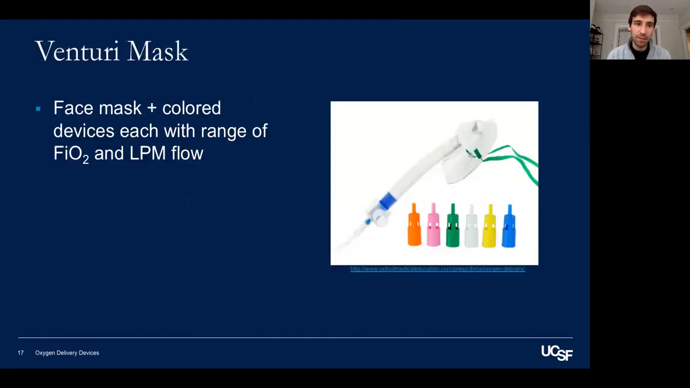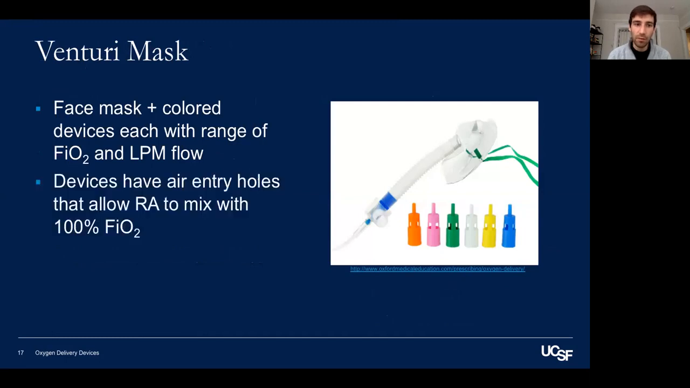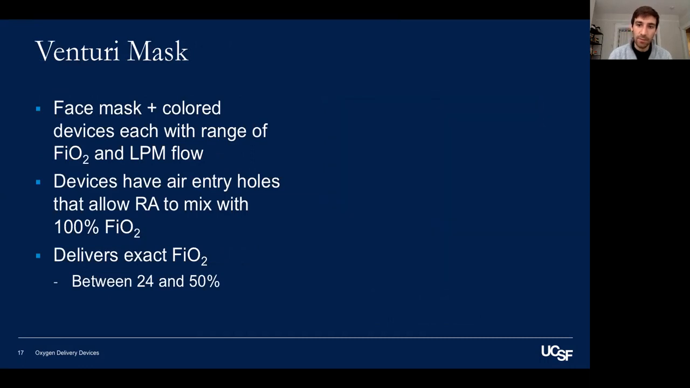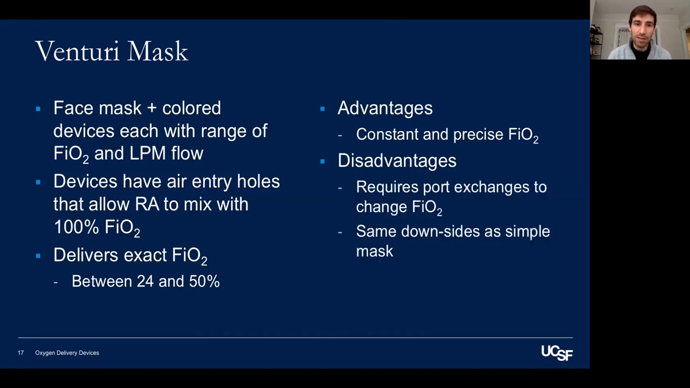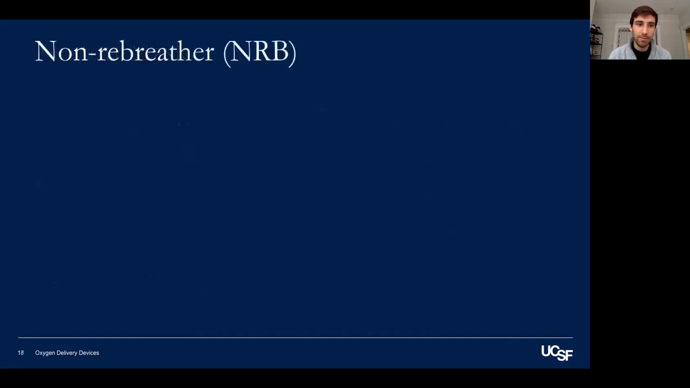This is a fixed device, which is a face mask with different adapters to enable a fixed FiO2 in liters per minute flow. These holes need to maintain patency, and RT can help you with this, and delivers an exact FiO2 between 24 and 50%. The advantages are that it's constant and precise, and the disadvantages are that it requires port exchanges and the same downsides as a simple mask with anxious patients and aspiration risk patients.